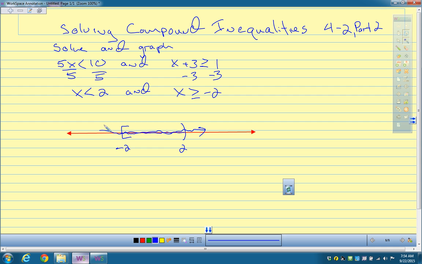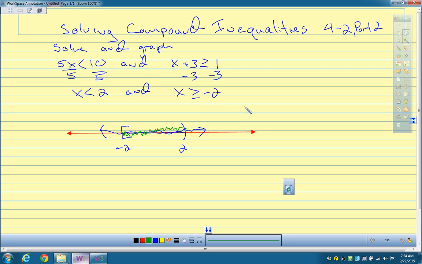Okay? So where is the solution that's both of those things? In the middle, right? Right in here would be your solution. This shaded area, including this endpoint. How would I write that in interval notation? Charlie, how would I write that in interval notation? Okay. How would I write this in interval notation?